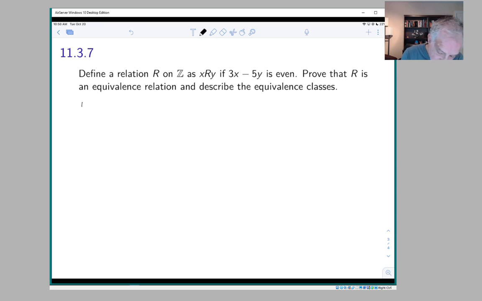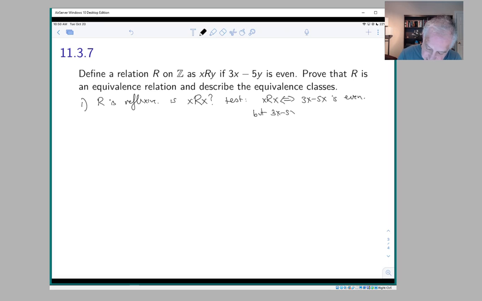So let's check the properties directly. So first of all, we have to check that R is reflexive. In other words, is x always related to x? And the test is xRx means that 3x minus 5x is even. But 3x minus 5x is minus 2x, which is clearly even because it's obviously divisible by 2. So R is reflexive.